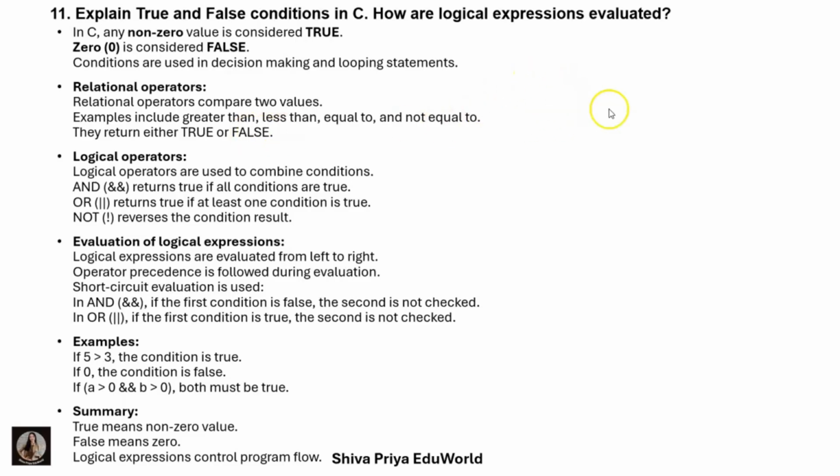For example, if I take 10 is less than 20, in this case I will get true as a result. Clear? If I use 10 is greater than 20, I'll get false. Based on the condition, I'll get true or false as a result.